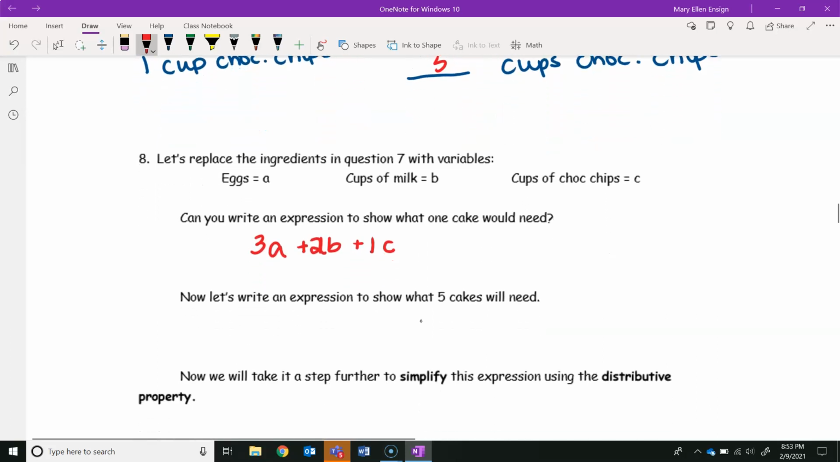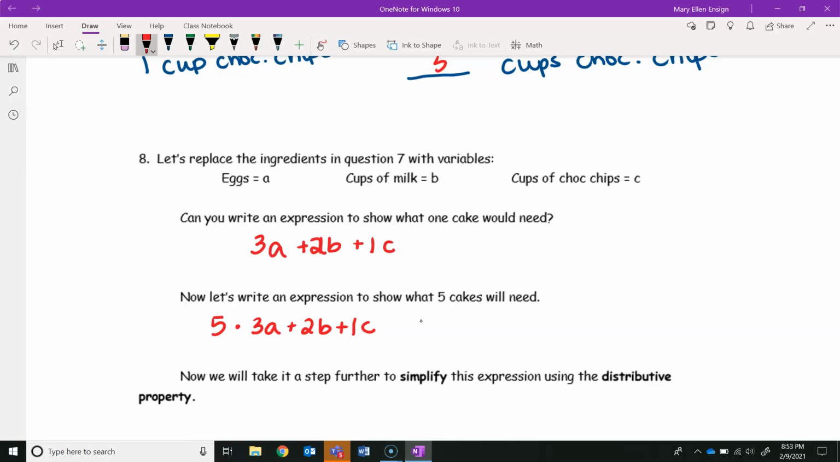Okay, now, if I want to find out what 5 cakes will need, I want 5 times this whole thing, and I cannot write it like this. I'm going to write it sort of the wrong way first, okay? I can't do this, because this says 5 times this, but only the 3A is being multiplied by 5. So I would take 5 times as many eggs, but I need to also say 5 times as many cups of milk and 5 times as many cups of chocolate chips.